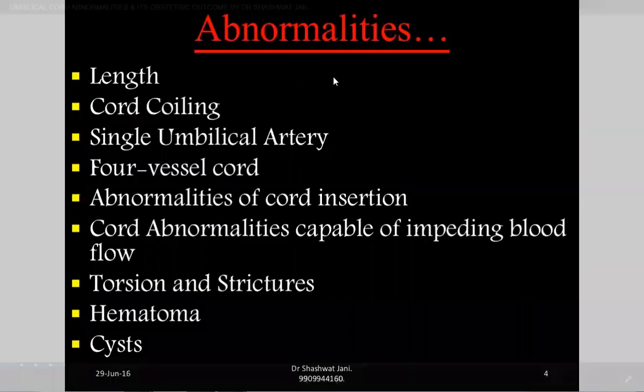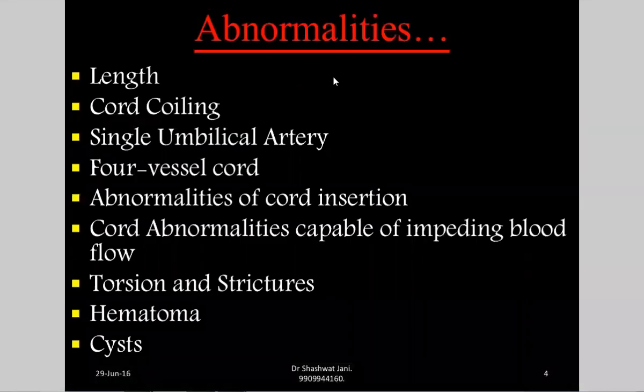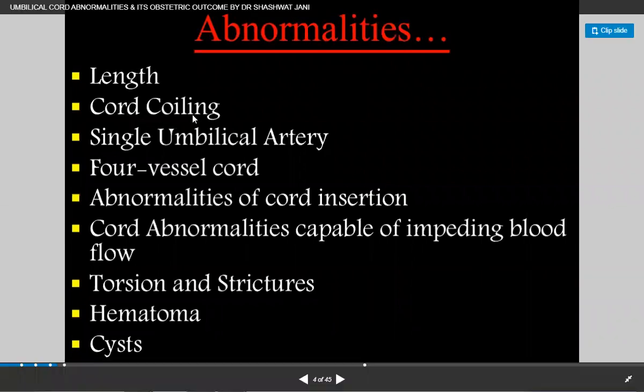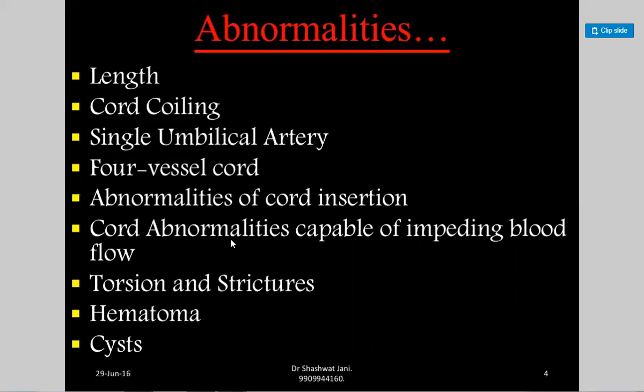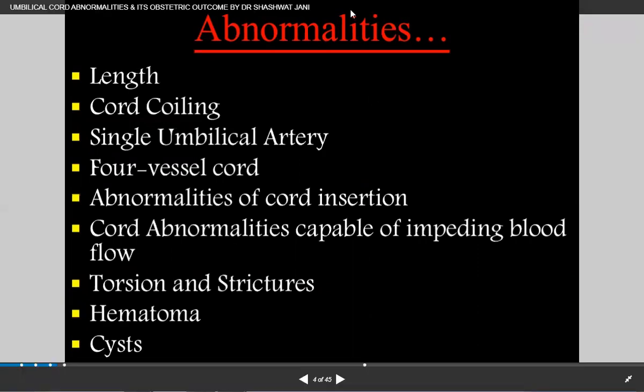So what is another way we can see the abnormalities of the umbilical cord? It is the length, long or short. Cord coiling is another. Then pathological single umbilical artery, or sometimes there are abnormalities of cord insertion. What we are seeing is the marginal and the filamentous one. Then whatever the cord abnormalities, they are capable of impeding blood flow, torsion, strictures, hematoma and cysts that can be present. So we are going to see them one by one.